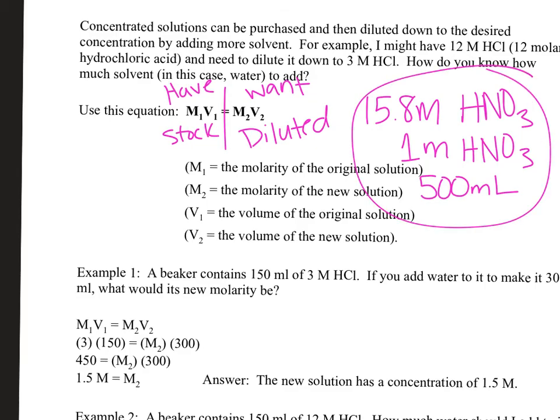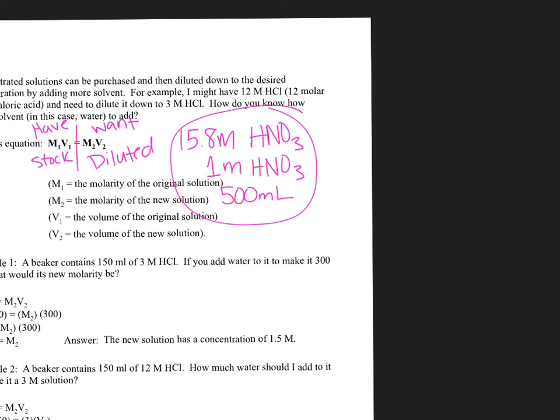And so what I have to do before I make this solution is that I sit there and I say, okay, well, if I have a 15.8 molar solution, how much do I need to pull from it in order to create, so watch the process carefully, okay? How much do I have to pull in order to create a 1 molar solution and only 500 milliliters.